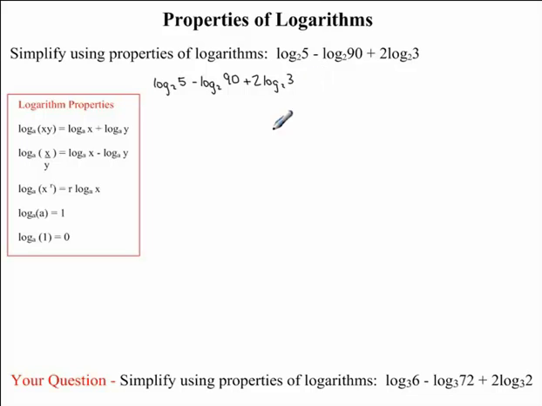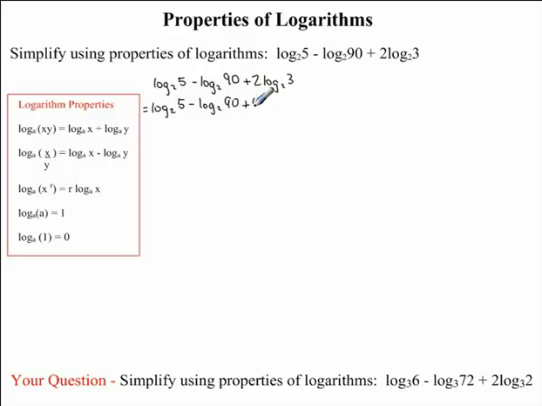Looking at this third term, we'll notice that it is in this form found in our logarithmic properties, where our r is a 2, our a is also 2, and our x variable is 3. So we can simplify this expression so that it'll look in this form. So we're going to leave the first two terms the way they are. So log base 2 of 5 minus log base 2 of 90 plus, now we're going to simplify this third term. It's going to be in this form.